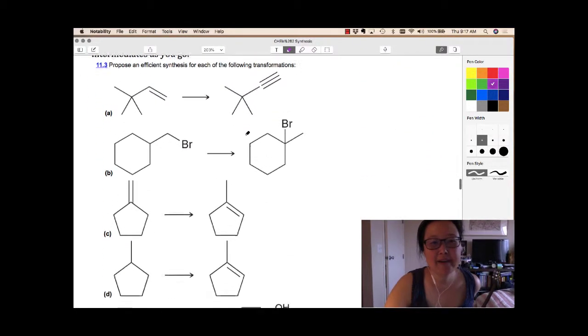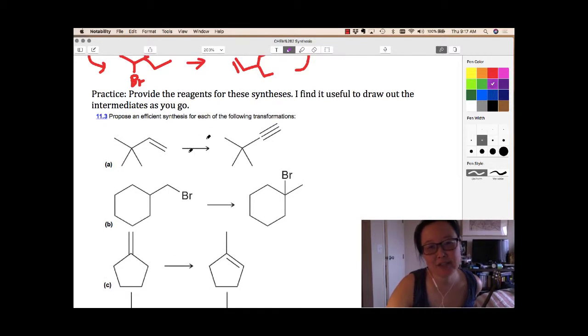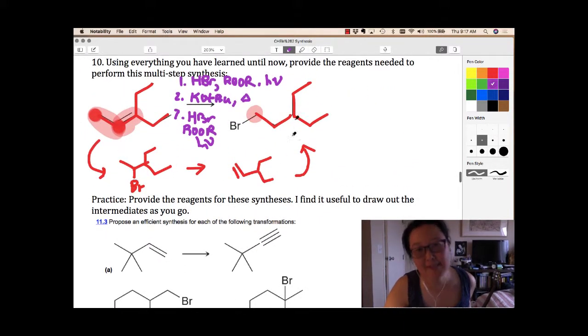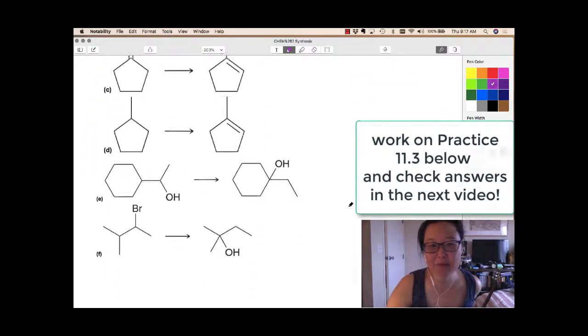Okay, so here are a bunch of practice problems from Klein where ultimately the final answer should just have the steps of the reagents that you need. But for each one, I think it's really great practice for you to write out the scheme. What are the intermediates? And then think about that when you're writing down your list of reagents. Go ahead and give that a try, and I'll post the answer key.